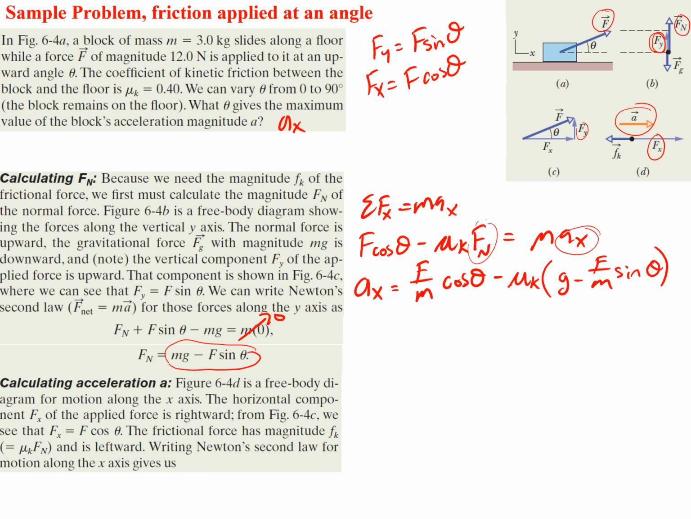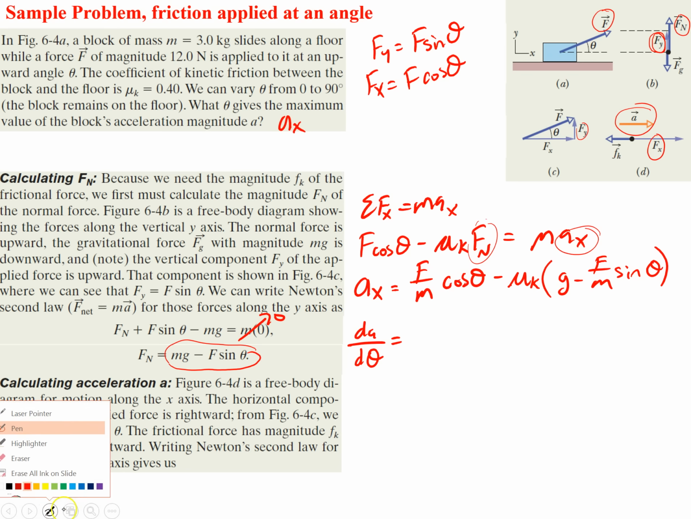So how are we going to solve this? Well, we know that we're really trying to find the maximum theta. The max acceleration is going to be when you take the derivative of the acceleration and set that equal to 0. When you take the derivative of something and set it equal to 0, that's going to give us our maximum. So if we take the derivative of acceleration with respect to theta, we'll look at this term by term.